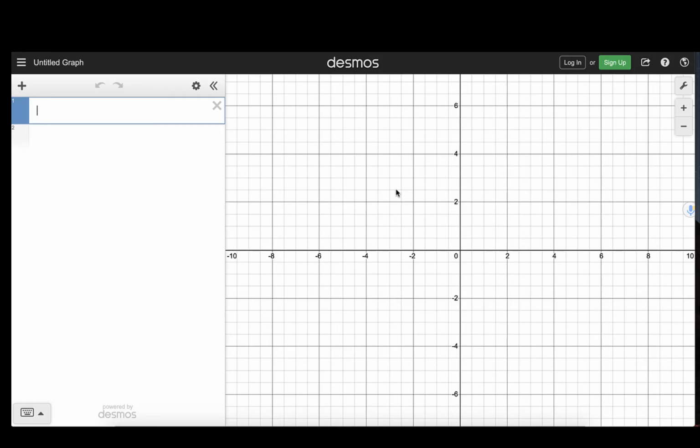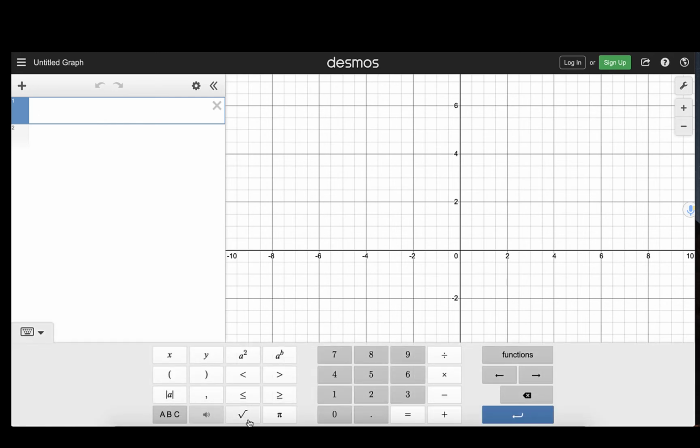If I want to use Desmos to solve for that square root, at the bottom where the keyboard button is, click it. The square root is next to the pi symbol at the bottom, so type that, and then we wanted 576, and if we use it as a calculator, it equals 24.